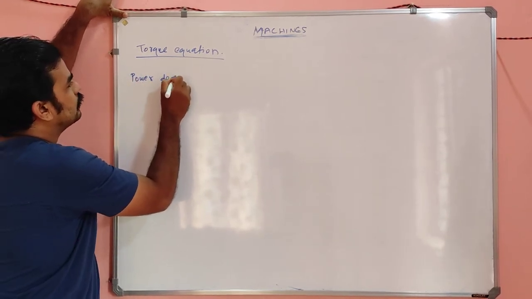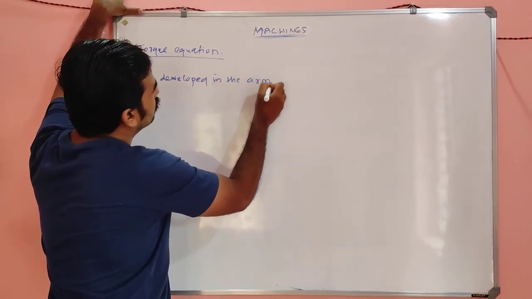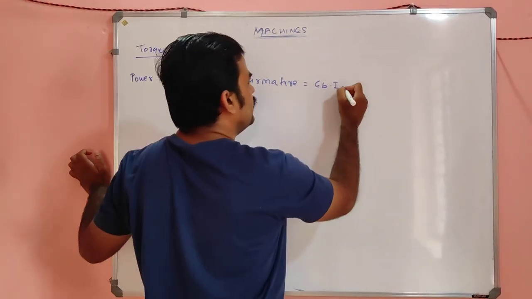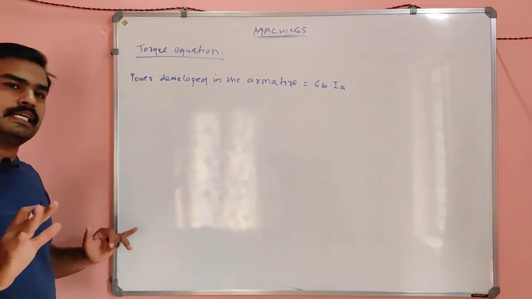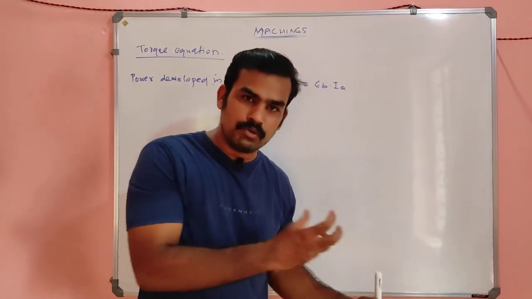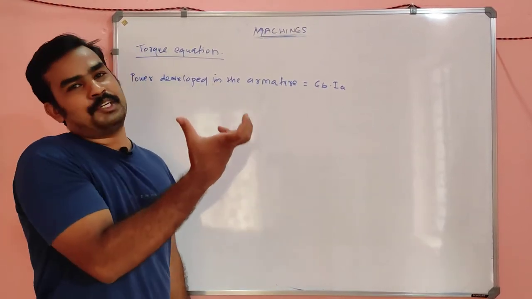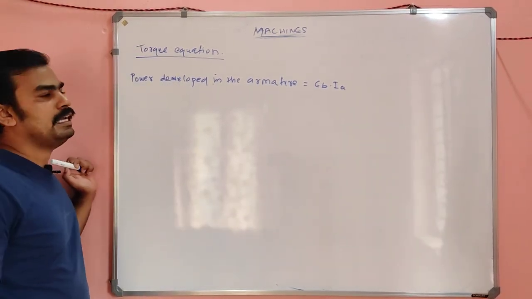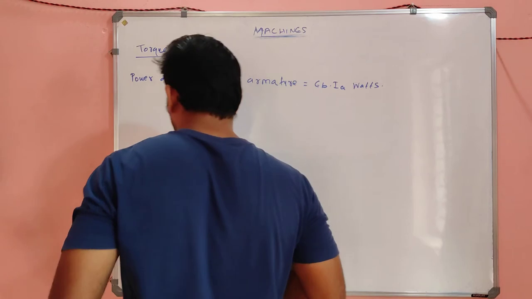See, power developed in the armature equals EB into IA, the armature current. Not only for a series motor, any motor you can take that, EB into IA, correct? EB is the generated voltage inside the armature, my dear. So that voltage into that particular current will be the generated power. So EB into IA will be the power developed in the armature, this much watts.